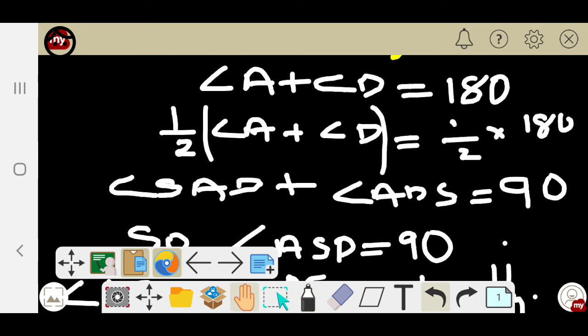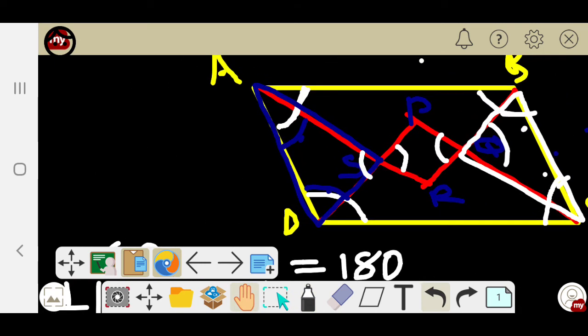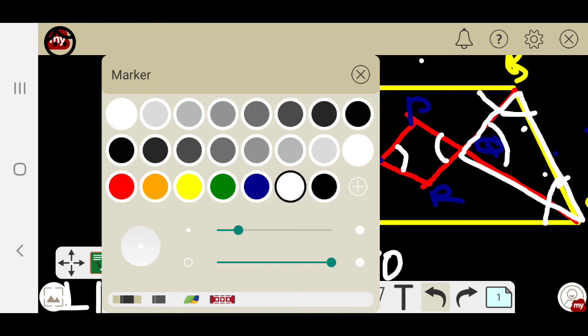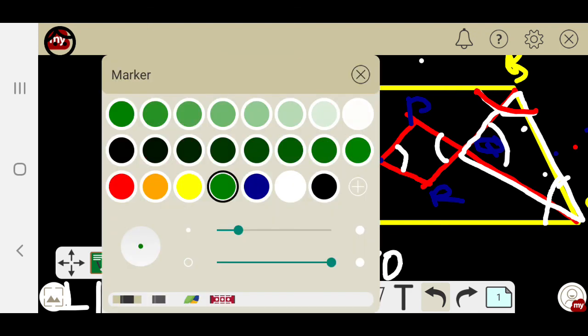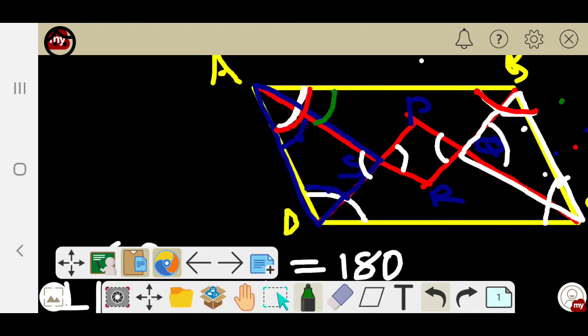Now we are going to prove angle R equals 90. Same method, dear children. Consider the triangle ARB. Here also ABCD is a parallelogram, so the sum of angle A plus angle B is 180. These two total 180. Then its half is 90. Yes, these two halves are 90.